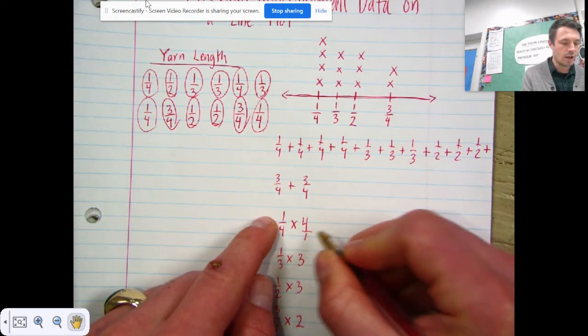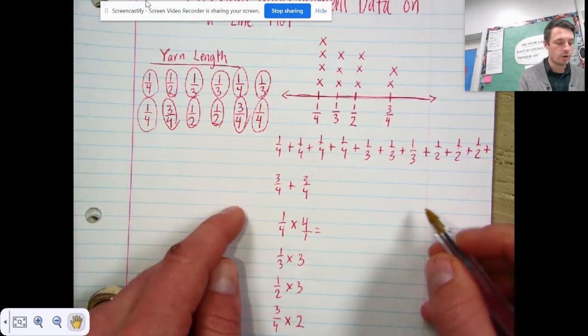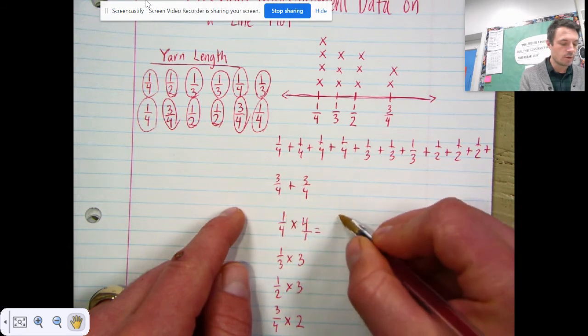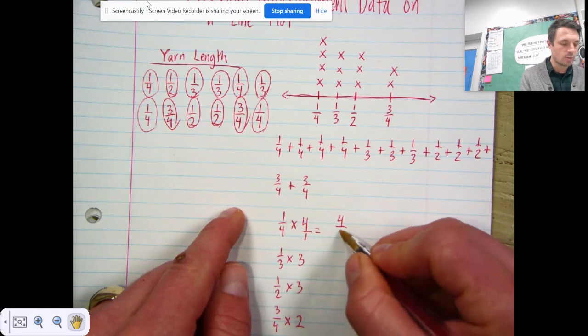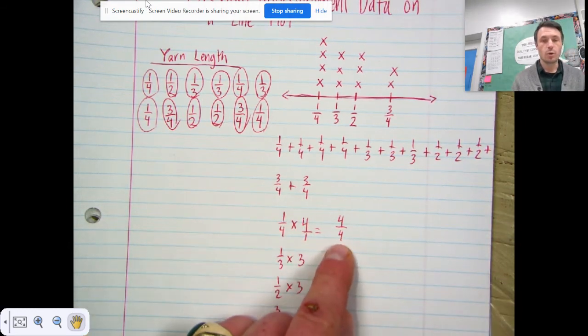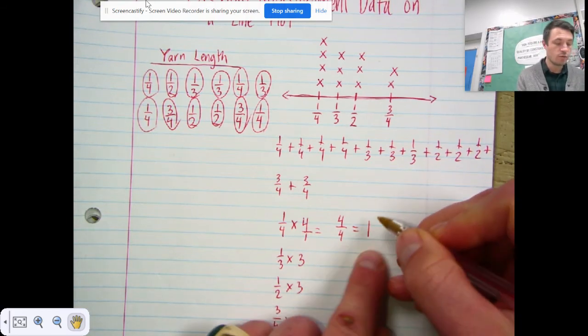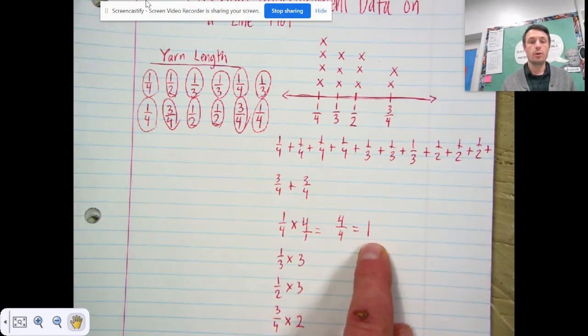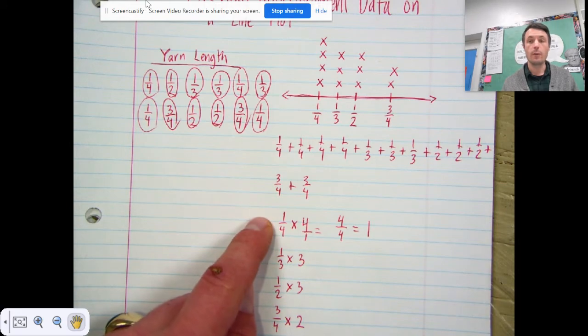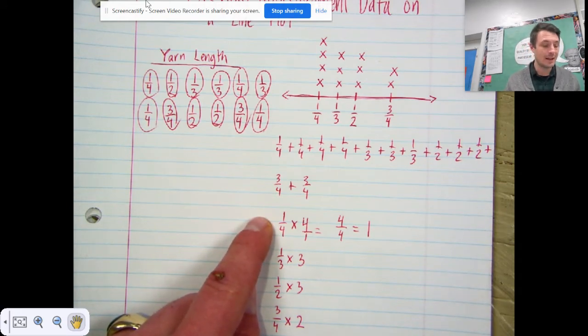We need to give the 4 a denominator of 1, and then we can just multiply straight across. 1 times 4 is 4. 4 times 1 is 4. So 4/4. That means we have 1 foot total of yarn that's cut into 1/4 of a foot in length.